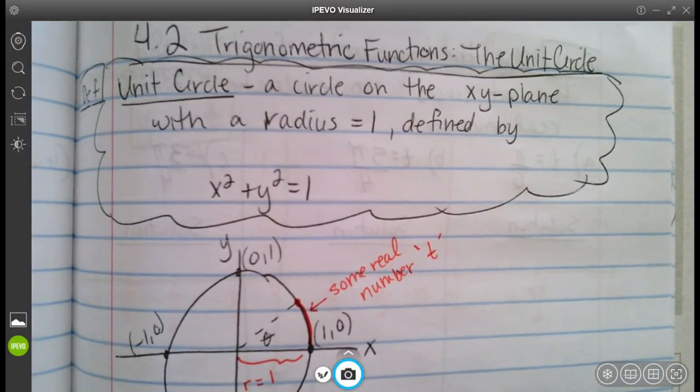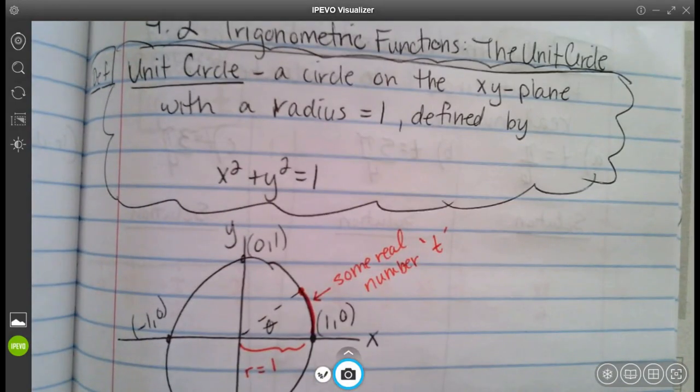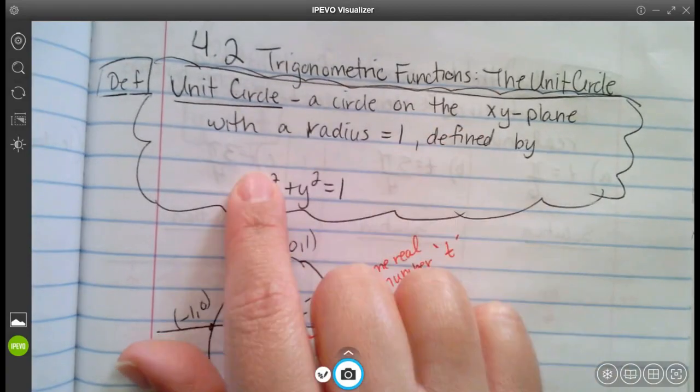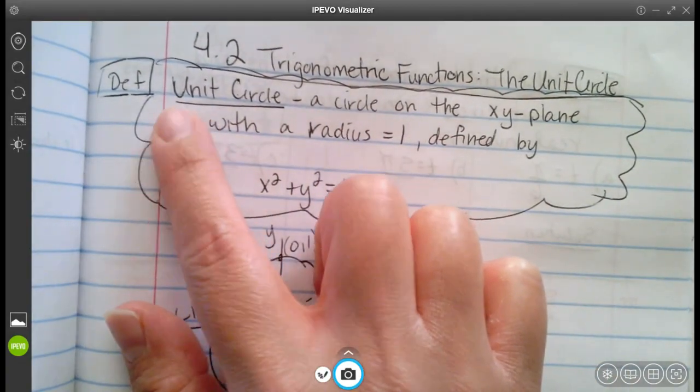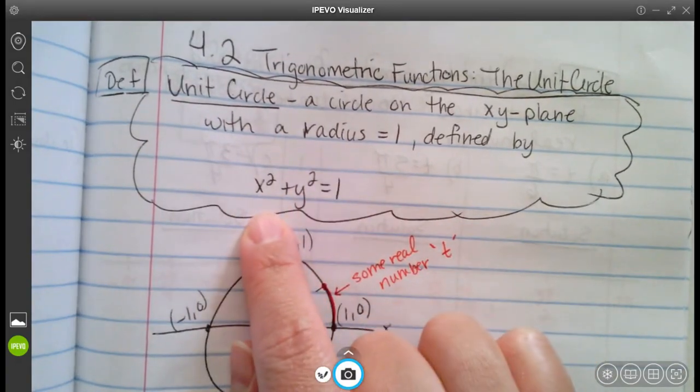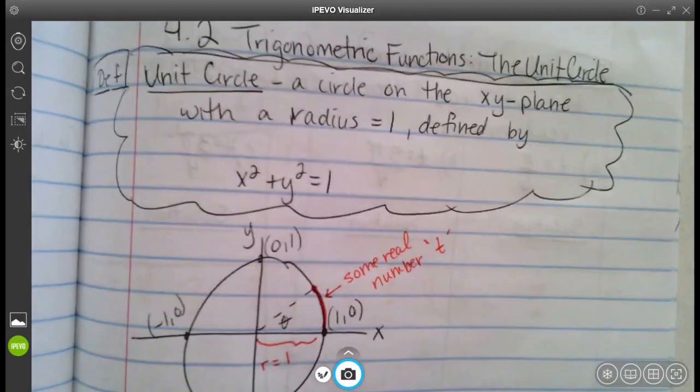Let's start off with this unit circle. The unit circle is super useful when it comes to trig. It's basically a circle on the xy plane that has a radius of 1. That's why it's called the unit circle, 1 for unit. It's defined by x squared plus y squared equals 1. This is something you learned last semester.